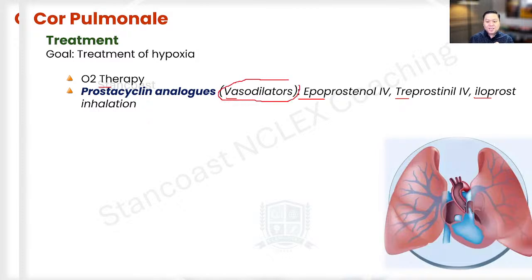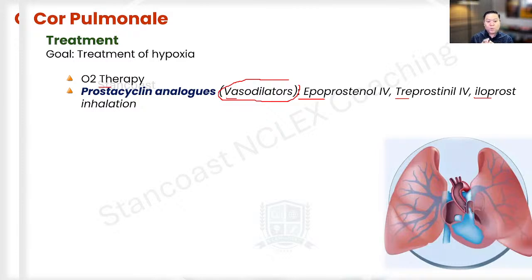Okay. So again, these are vasodilators. They will act on the pulmonary arteries. They will cause vasodilation. So when there is that change in the lumen size, especially in the pulmonary arteries, this will cause relaxation, and this will allow a decrease in the workload of the right ventricle.